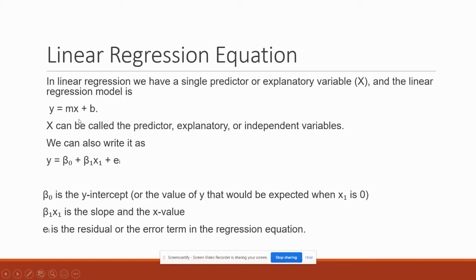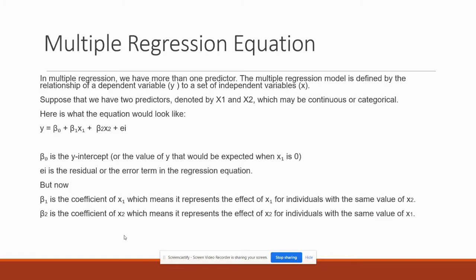So this formula y equals mx plus b, where m is the slope, x is the x value, and b is the y-intercept, can also be written as y equals beta 0 plus beta 1 x1 plus e_i. So this beta 0 is the y-intercept. It represents the same thing that the lowercase b is. Beta 1 x1 is the slope and the x value, and the e_i is the residual or the error term in the regression equation.